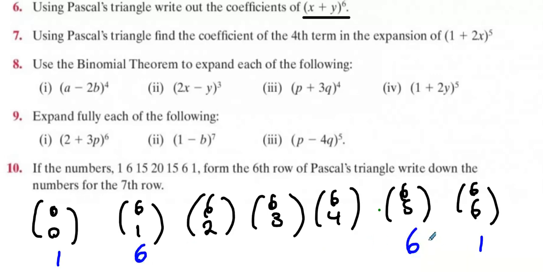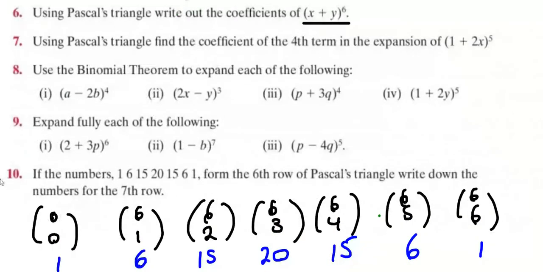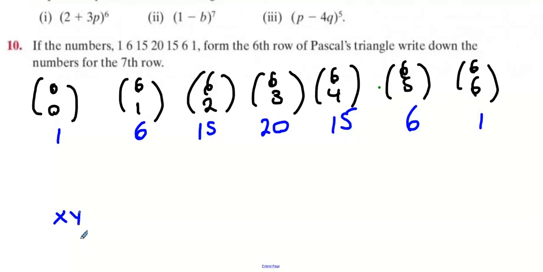I need help with the other ones. What's 6C2? 15. Guess what that means? 6C4 is also 15. And then the middle one? 20. We have all our numbers sorted now, don't we? Now what powers have to go in here? It's X and Y. So what do you reckon?